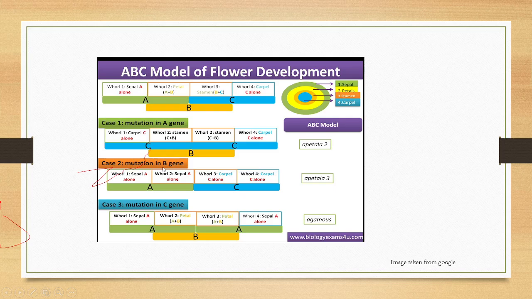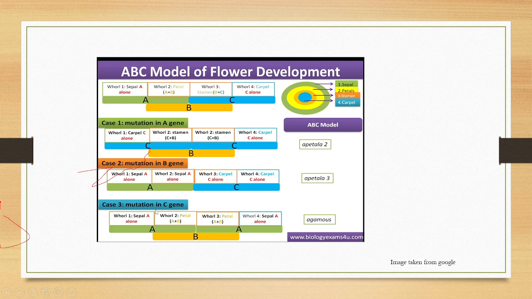Likewise, if the B gene is mutated, then instead of A plus B, only A is there, and instead of C plus B, only C is there. So whorl 1 will form sepal because A is alone. Whorl 2 will also form sepal because A is alone. Whorl 3 will form carpel because C is alone, and whorl 4 will form carpel because C is alone.